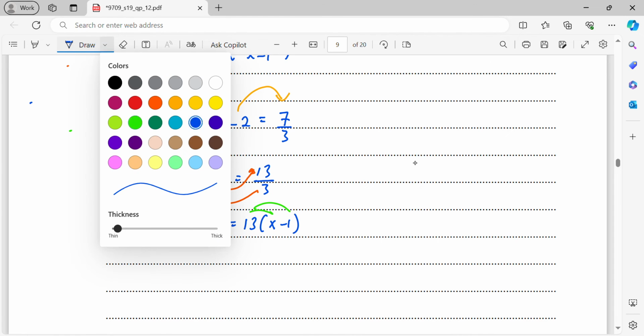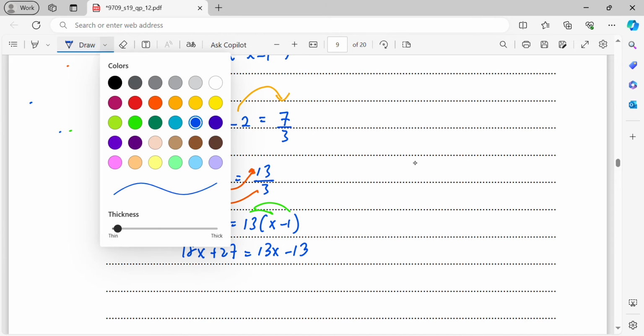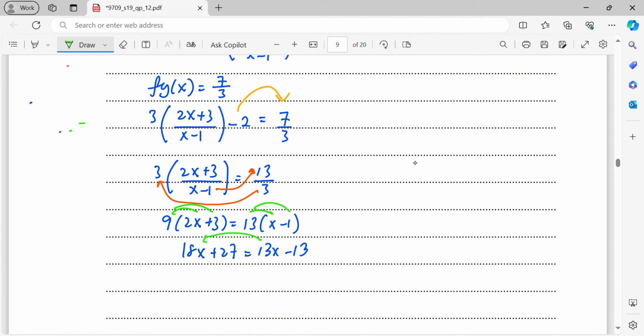The left hand side, it will be 18x plus 27. Right hand side is going to be 13x minus 13. And then now group the x on left side and the numbers on the other side. So that means I will be getting 5x, because when you move the 13 to the other side, it becomes minus 13. Then right side will be negative 13 minus 27. That is going to be negative 40. Therefore, my x is minus 40/5. That is minus 8.